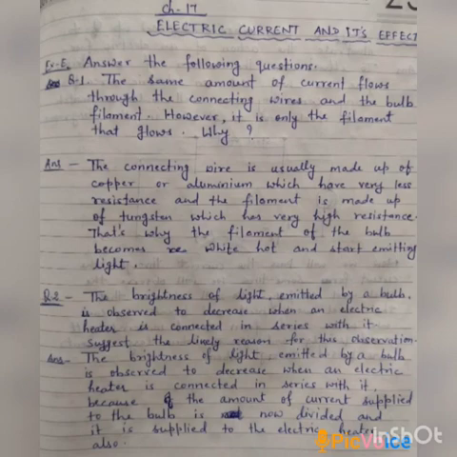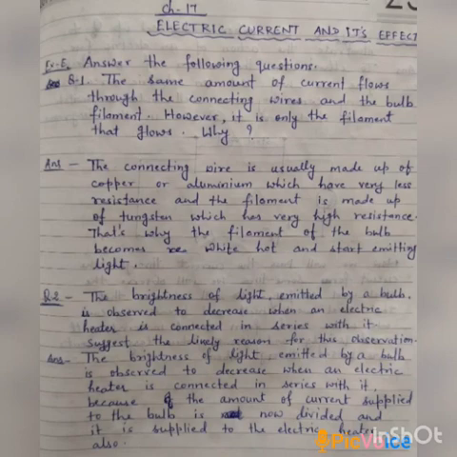Now, what will be the answer? The connecting wire is usually made up of copper or aluminum, which have very less resistance, and the filament is made up of tungsten, which has very high resistance. That's why the filament of the bulb becomes white hot and starts emitting light. This is the reason why the same amount of current flows through the connecting wires and the bulb filament, but only the filament glows.